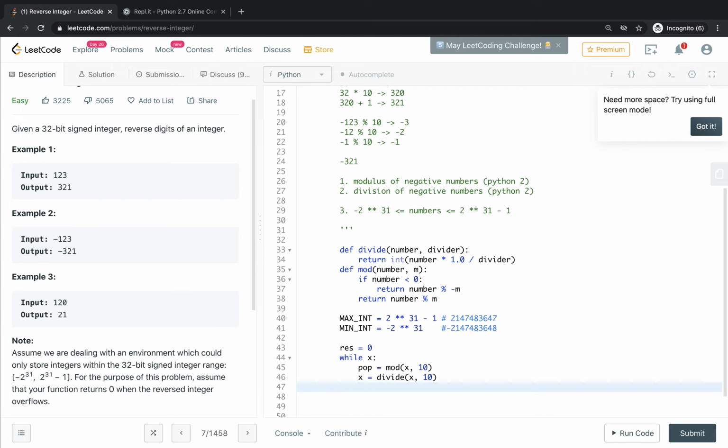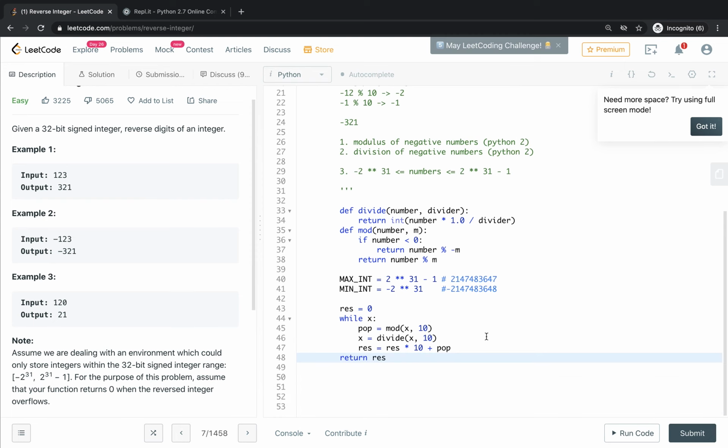And then we do res equals res times 10 plus pop. So let's say we start with 0 multiplied by 10, still 0, plus pop, so it starts out at -3. The next time around, we multiply -3 by 10 to get -30, and we add the -2, it becomes -32, and so on. We just keep stacking them on the end. And then that's basically it, and we return res. So that would essentially do the reverse thing that we wanted it to do, right?